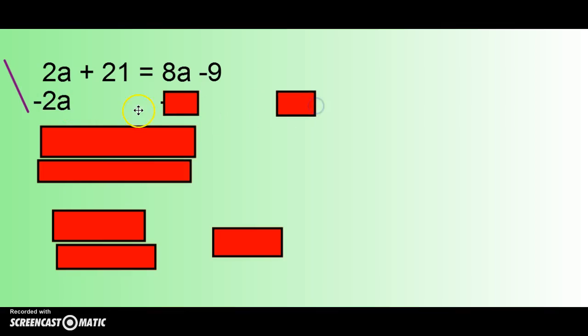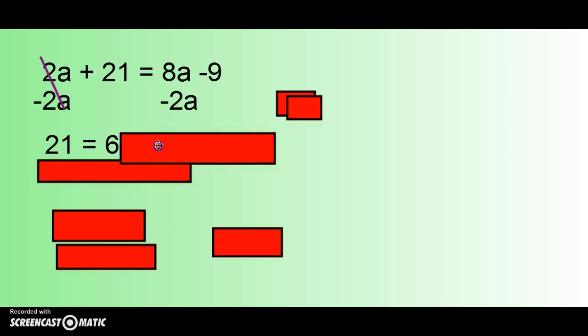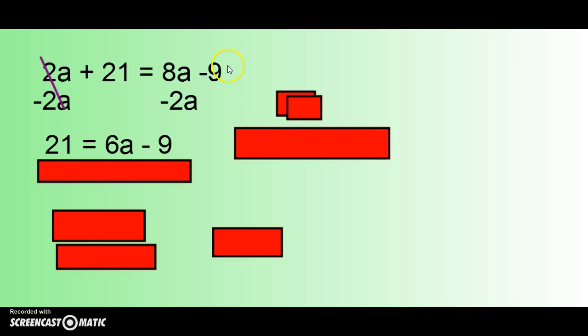So subtract 2a on this side, they cross each other out. If I subtract 2a on this side, I have to do the same on the other side to keep the sides balanced. So now I'm just going to rewrite 21 equals 6a, 8a minus 2a, and then rewrite that negative 9.